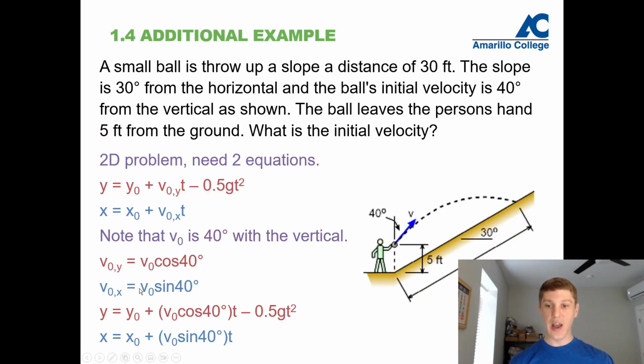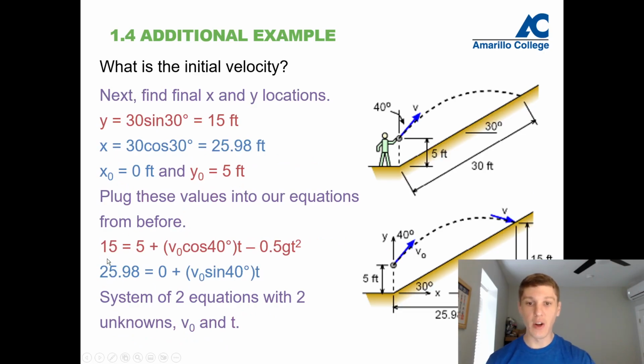Okay, so we're going to use these equations that we derived before, and we can now say that our final position is going to be at 15 feet, plus our initial position, which is 5. Once again, we're looking in the vertical right now, plus our initial vertical velocity at some time t, minus 1/2 g t squared. This is our vertical position equation, and we can do the exact same thing with our horizontal position equation. We have 25.98 as our final x location. Our initial x location was 0. We have some initial velocity, sine 40, as our initial horizontal velocity, and some time t.